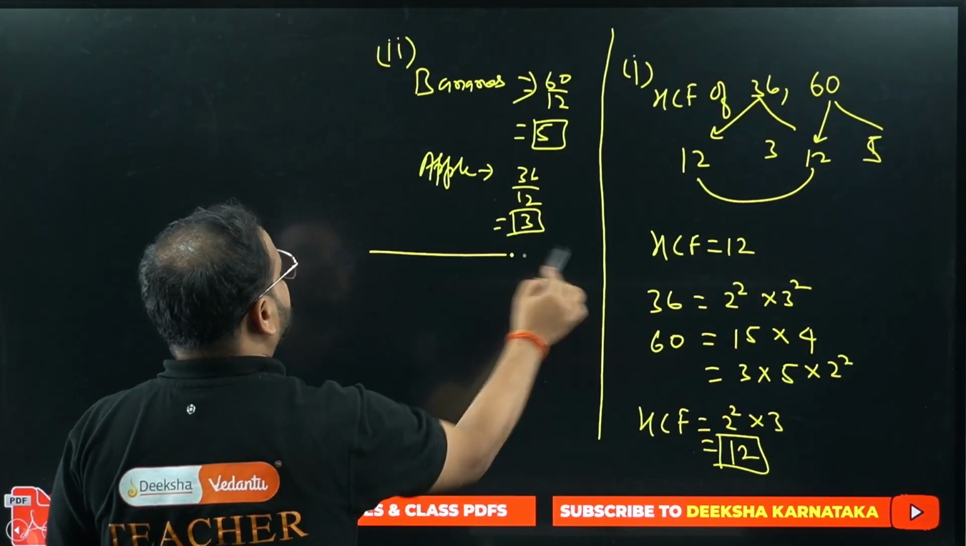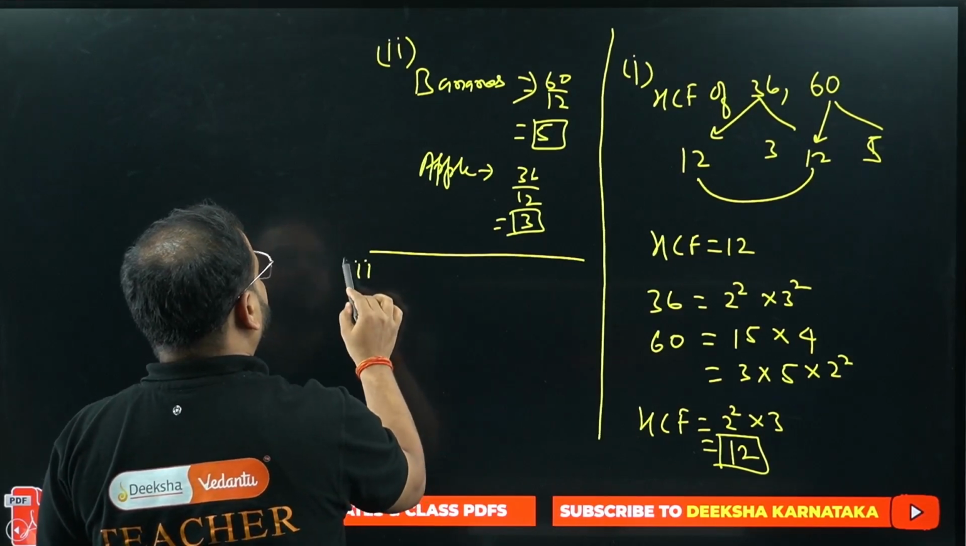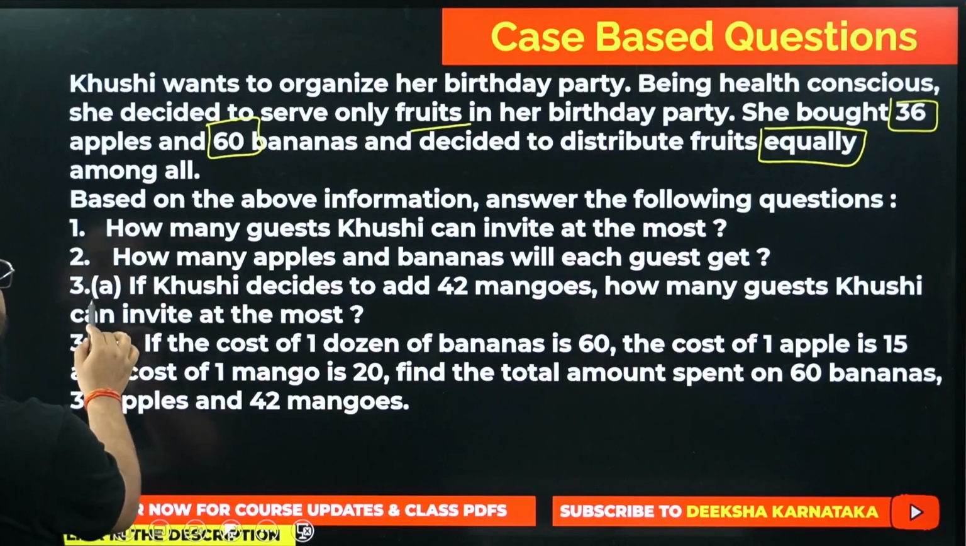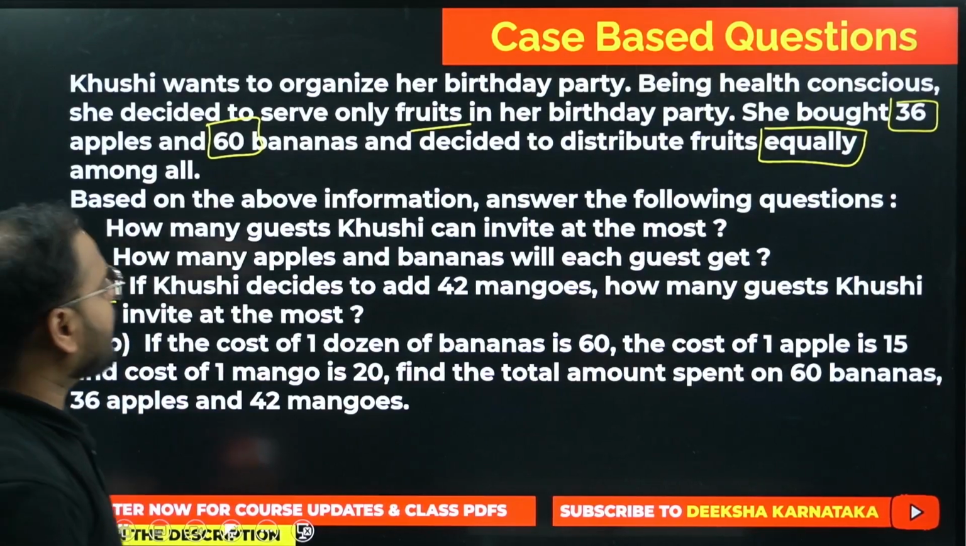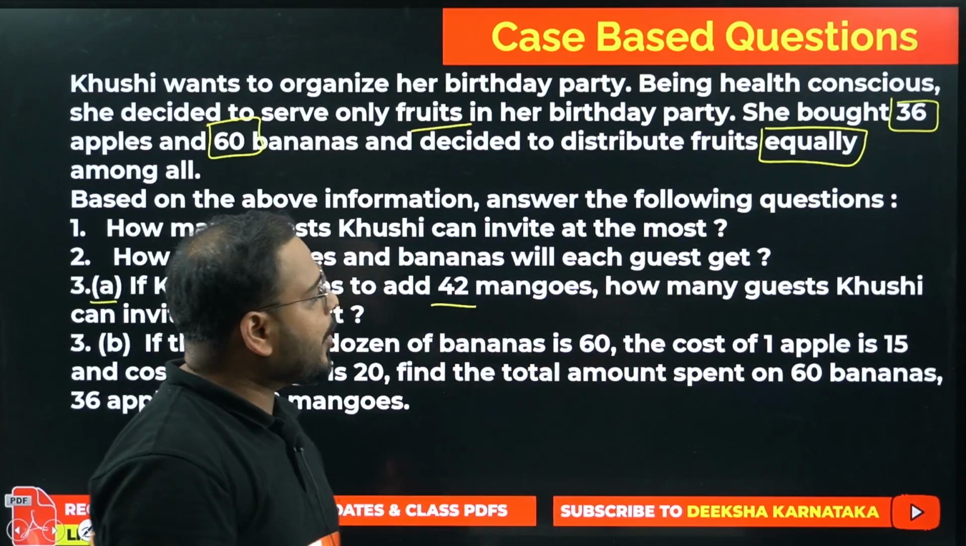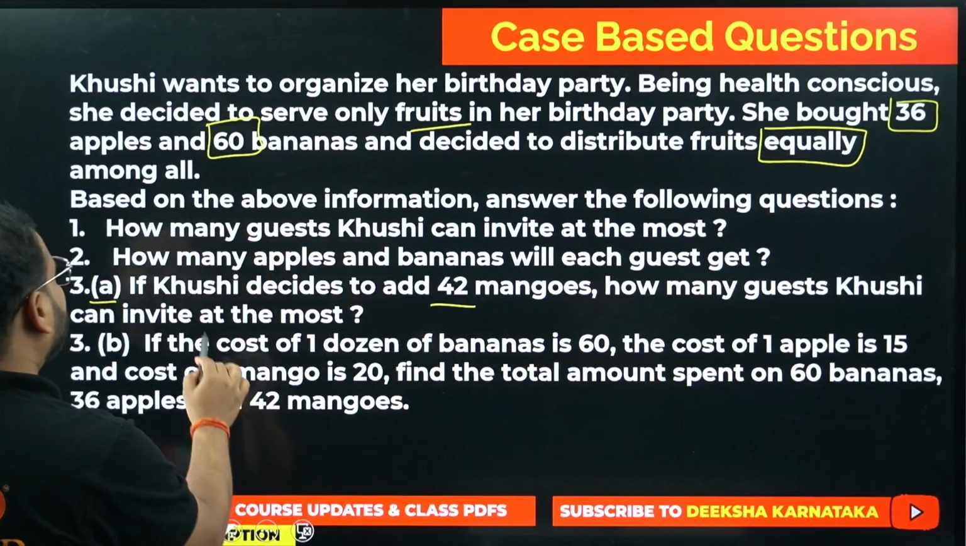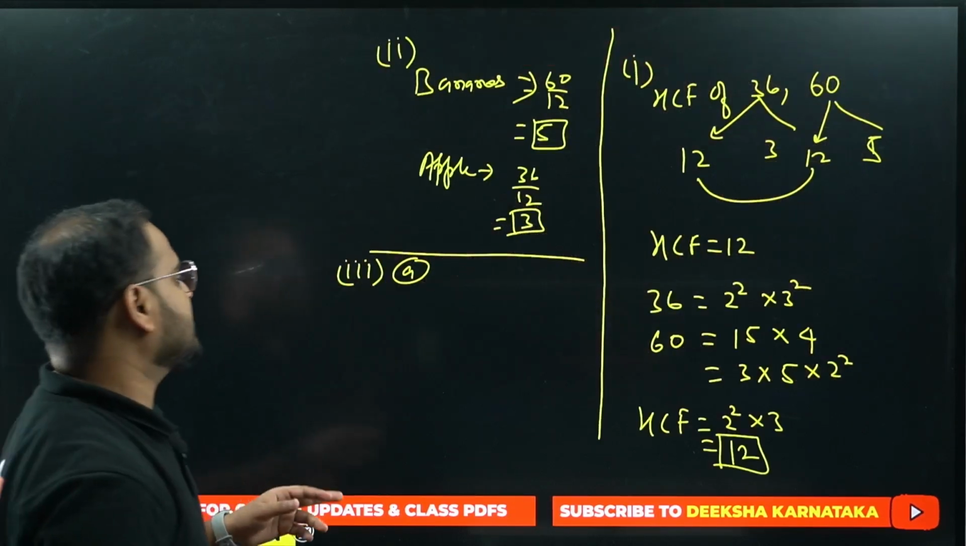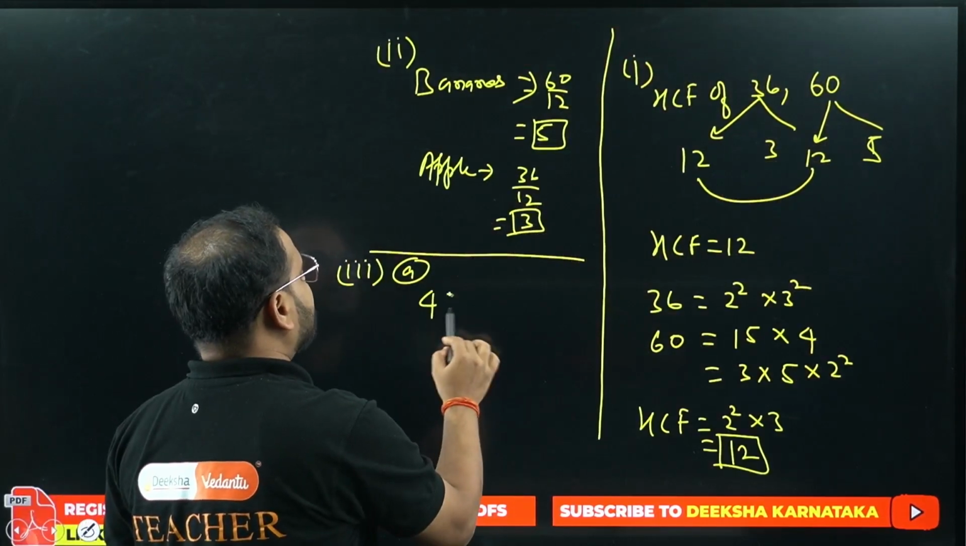Moving on to part number 3. Now part number 3, A is there. So part A of 3, check here. If Khushi decides to add 42 mangoes, how many guests can Khushi invite at the most? Again, one more complexity is increased. So what she has done now, 42 mangoes have been added.